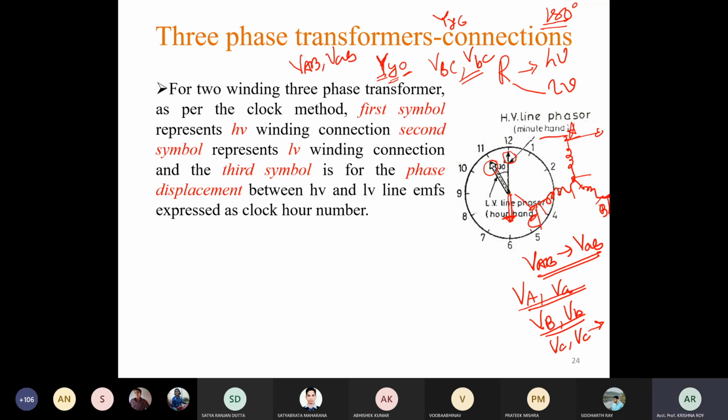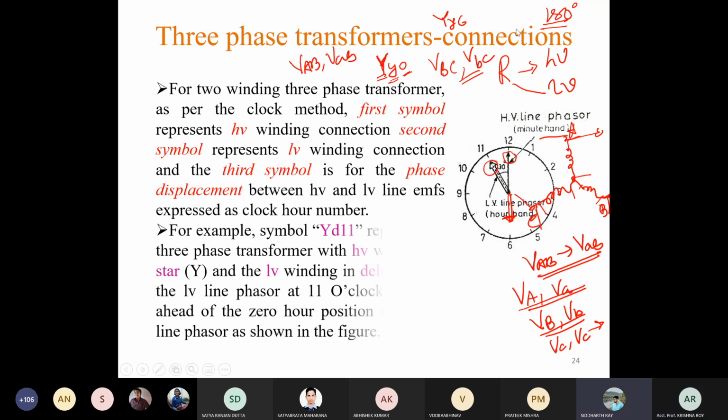So remember that while expressing this in transformer connection using these phasor groups, we are expressing the angle between line EMFs, not the phase EMFs, because the phase EMFs are always in phase. Sir, is there any chance that the hour hand is in between two numbers, like between 8 and 9, suppose? No, that is not possible.